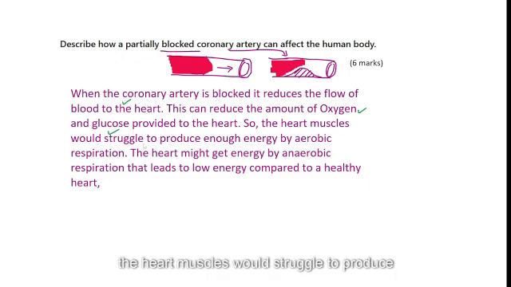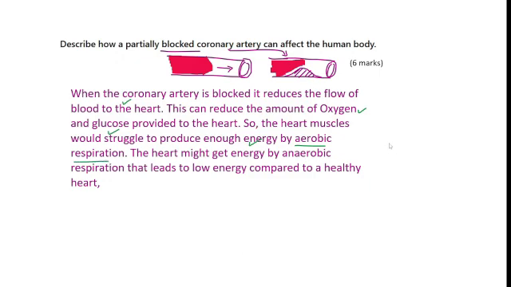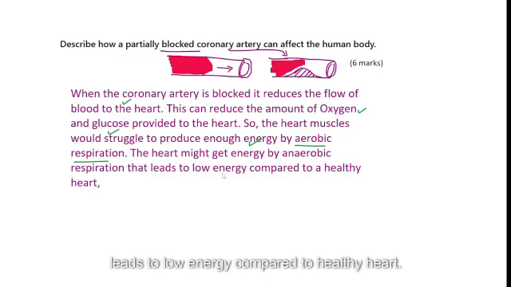So the heart muscles would struggle to produce enough energy by aerobic respiration because that requires oxygen. The heart might get energy by anaerobic respiration, which is the backup system of the body. However, that does not produce as much energy as aerobic respiration. So that leads to low energy compared to a healthy heart.